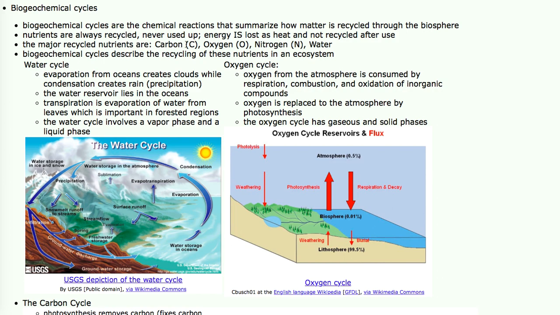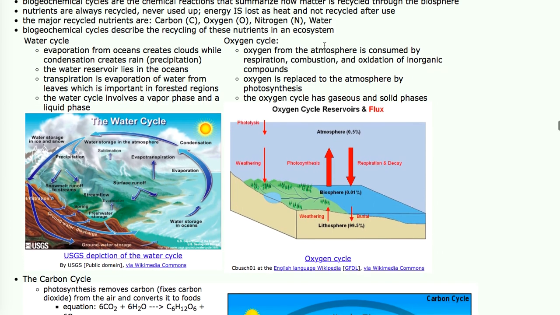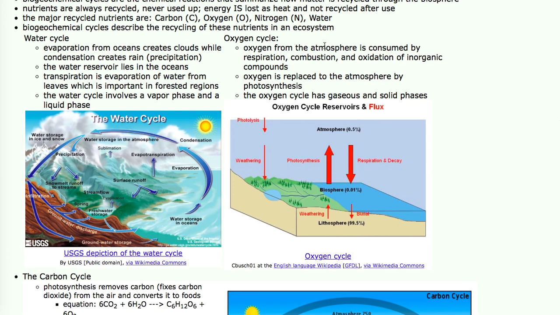Since living things are mostly made up of carbon, oxygen, nitrogen, and water, which contains hydrogen and oxygen, we're going to focus in this unit on how carbon, oxygen, nitrogen, and water get recycled. The first of the cycles is water. It's probably the easiest one to understand. The water cycle is basically fueled by evaporation and condensation.